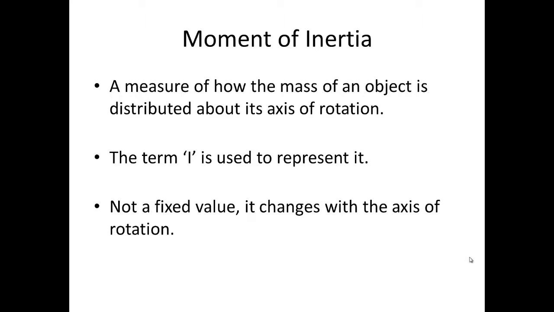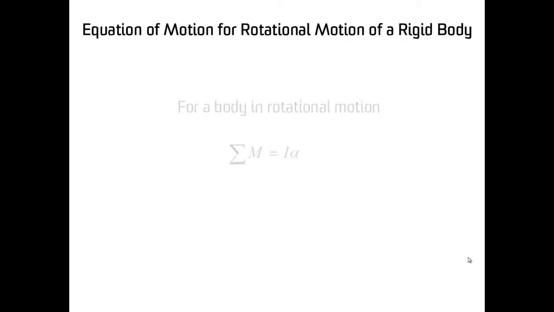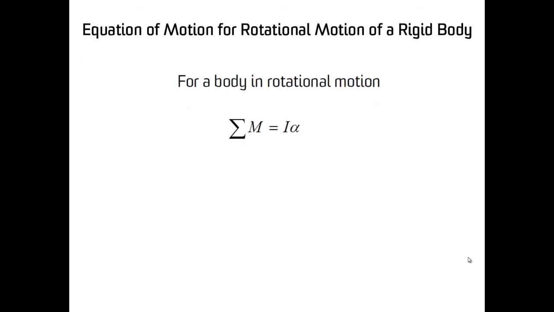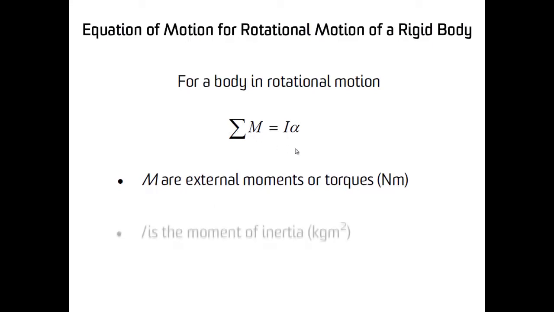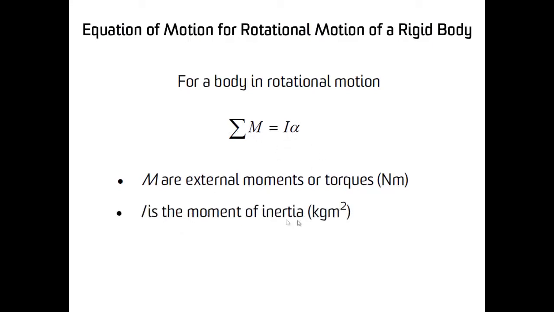Now let's look at the equation for rotational motion of a rigid body. For a body in rotational motion, the equation is the summation of all external moments or torques on the left hand side is equal to I, which is the moment of inertia, times alpha, which stands for the angular acceleration in radians per second squared. Now let's see how this equation can be applied.